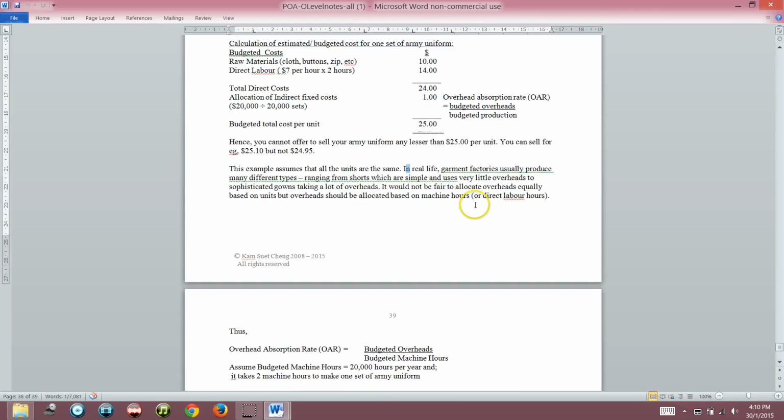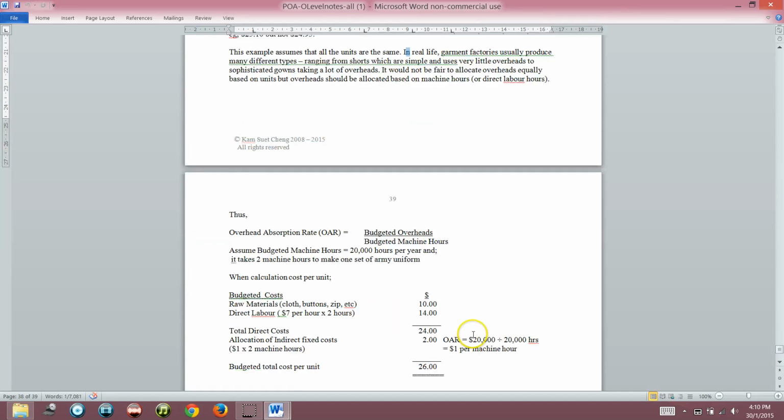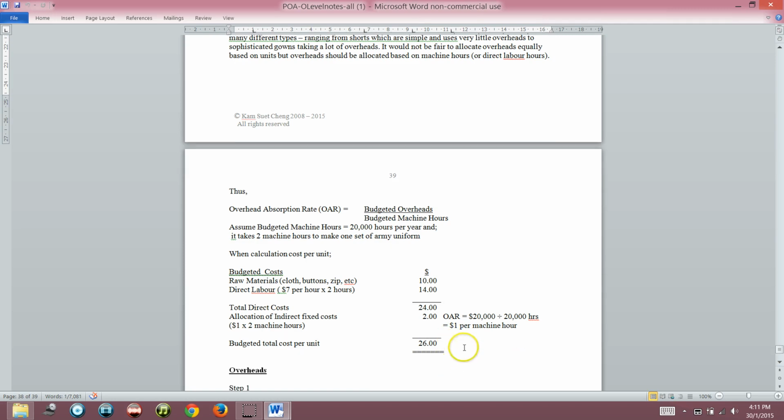So you see, this overhead absorption rate and this budgeted cost is what we are going to do at the very beginning of the year, before the start of the year. Okay, this is our planning stage. We have to do this so that we know what the budgeted cost is for the coming year ahead, and then we will make sure that we price our product above our budgeted cost per unit. It makes sense, right? Okay.